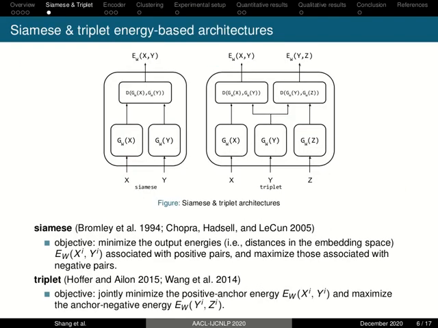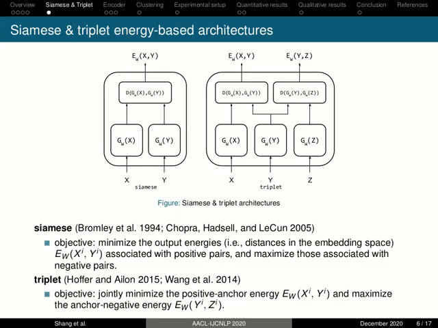Let's start with the Siamese architecture. It takes as input pairs of objects. The input X and Y are passed through the same encoder GW. The output embeddings are then compared with the distance measure D. The training objective consists in minimizing the output scalar energies associated with positive pairs and maximizing those associated with negative pairs. Here, the energies are distances in the embedding space. In our case, a pair is positive if X and Y belong to the same community. Otherwise, it is a negative pair.